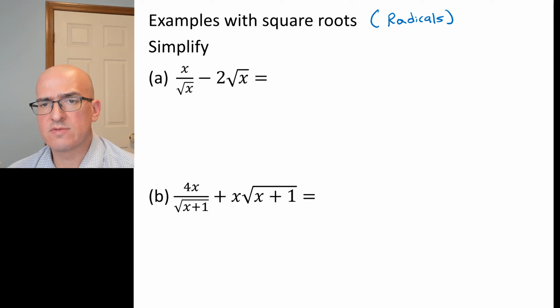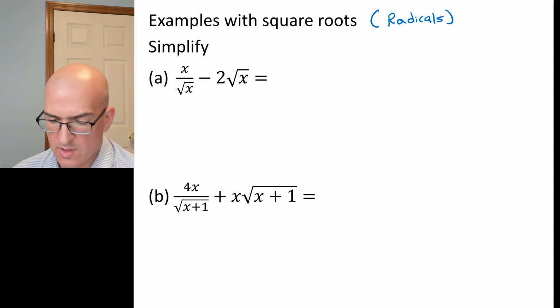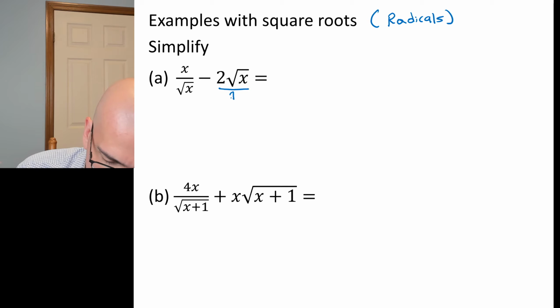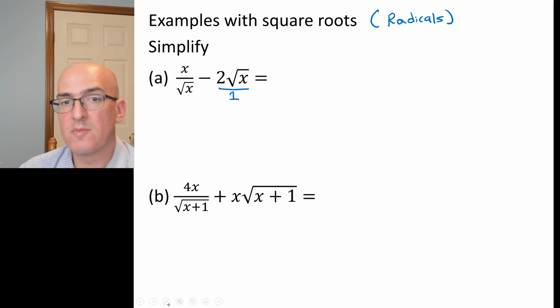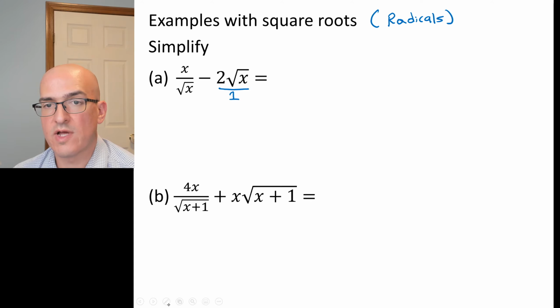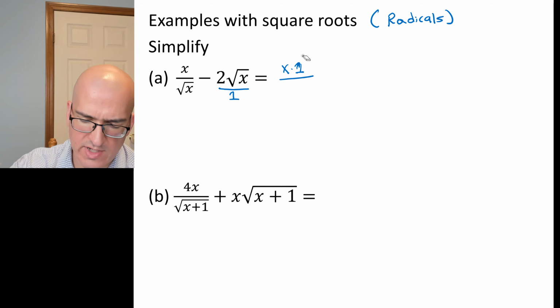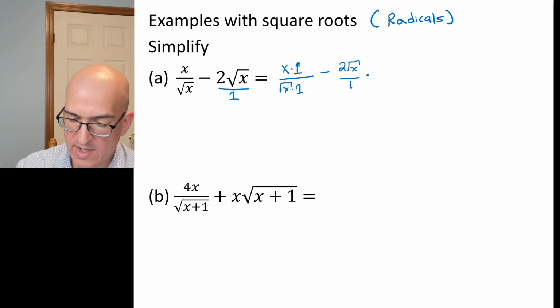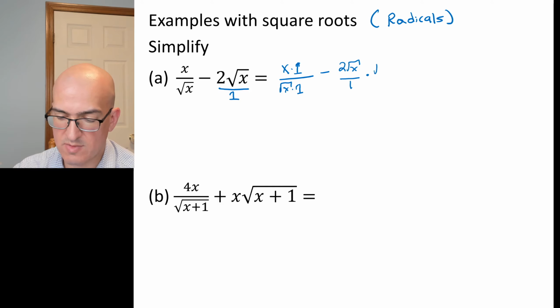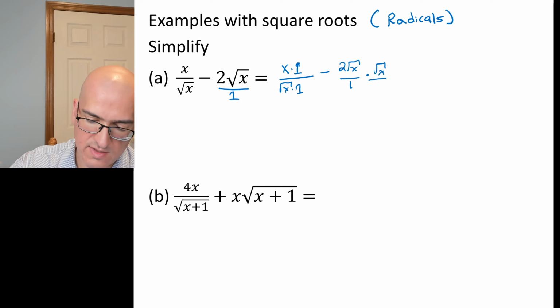We have x over root x minus 2 root x. I'm going to start by putting a 1 underneath the 2 root x, and then make common denominators. So that x over root x, I'm going to multiply top and bottom by 1, the denominator of the other term. It's a very nice 1. Root x times 1. And then for the second piece, the 2 root x over 1, I'm going to multiply top and bottom by the bottom of the first piece. So multiply by root x and divide by root x.